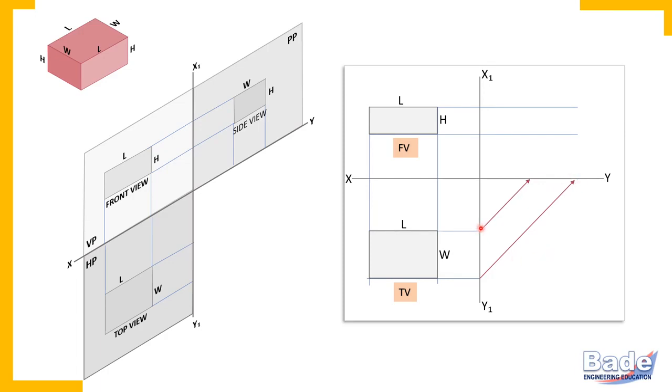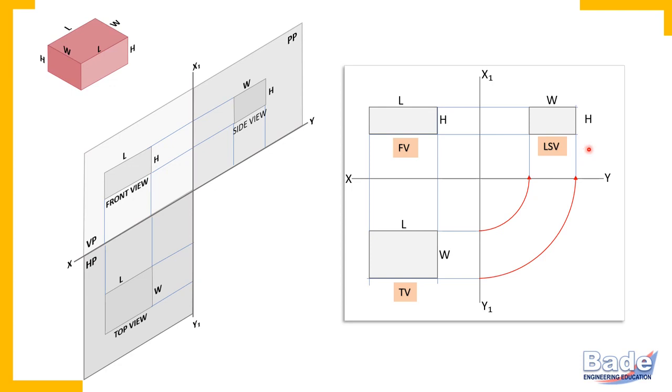So to transfer or to project width in the side view, you may use this method. It's your choice, any method you may use. In manual drawing, not in AutoCAD, but in manual drawing, I prefer quarter circular arcs. So this is how the width is transferred in the side view, and the side view is complete. So in the side view, the two dimensions you get are width horizontally and height vertically.